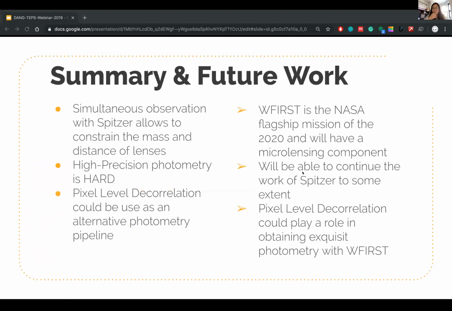This pixel level decorrelation seems like it could be dependent on the size of the aperture that you choose. If it's a very diffuse source, where do you define the end of the signal? I don't know, maybe the pixels are very large so that's a negligible effect. Have you looked into the impacts of that?